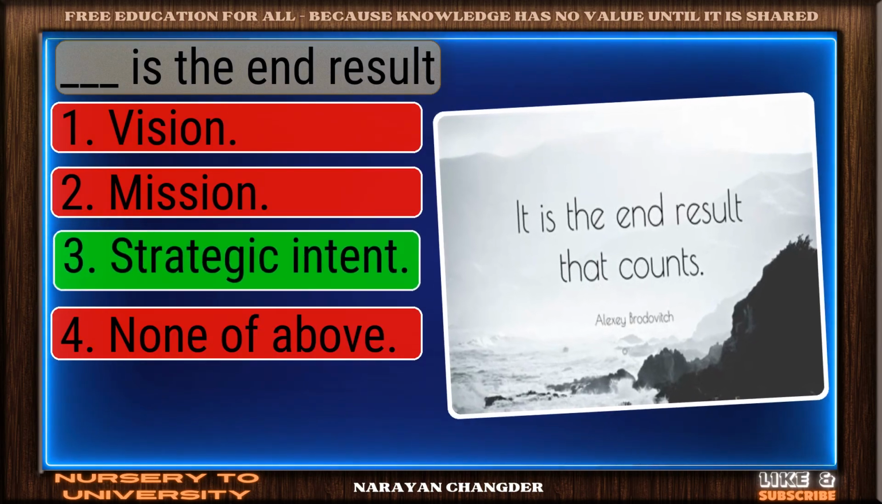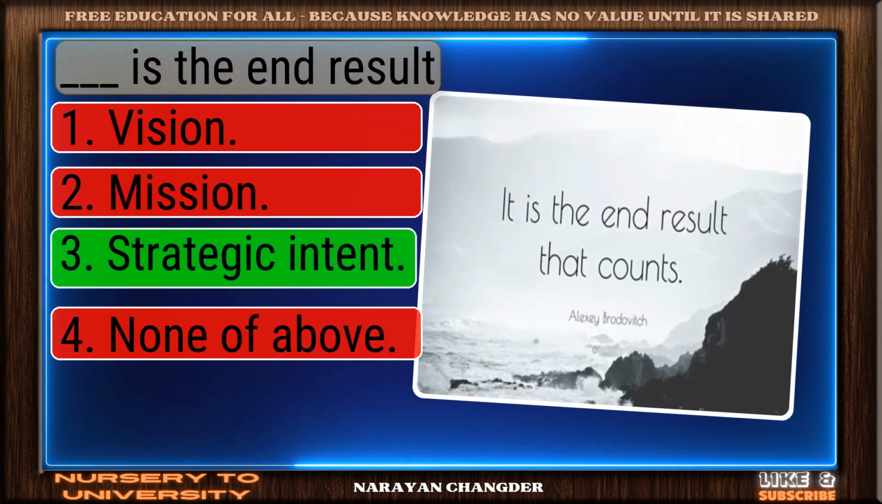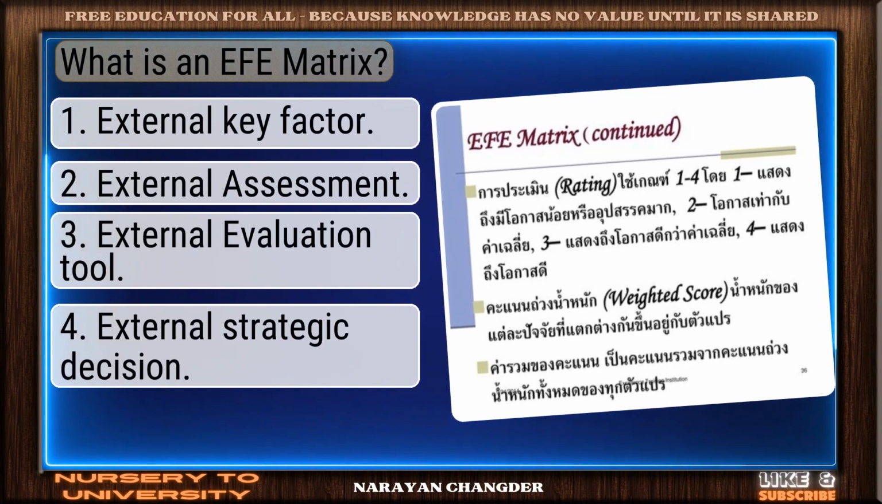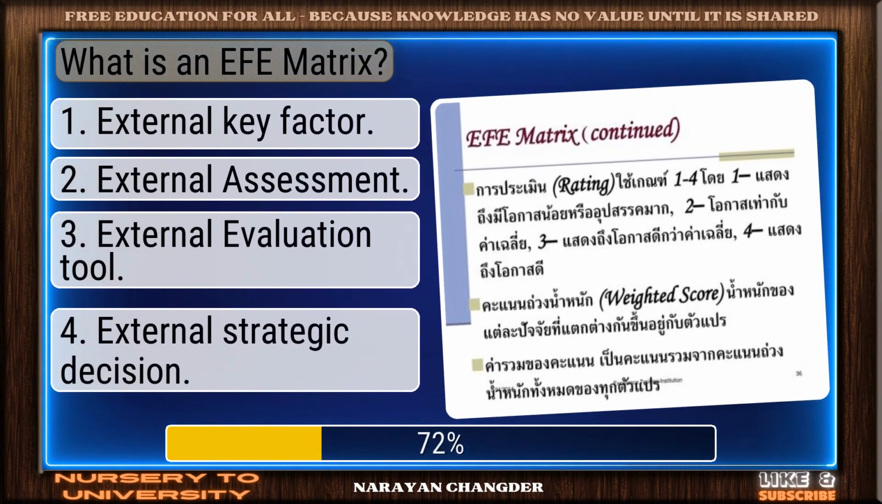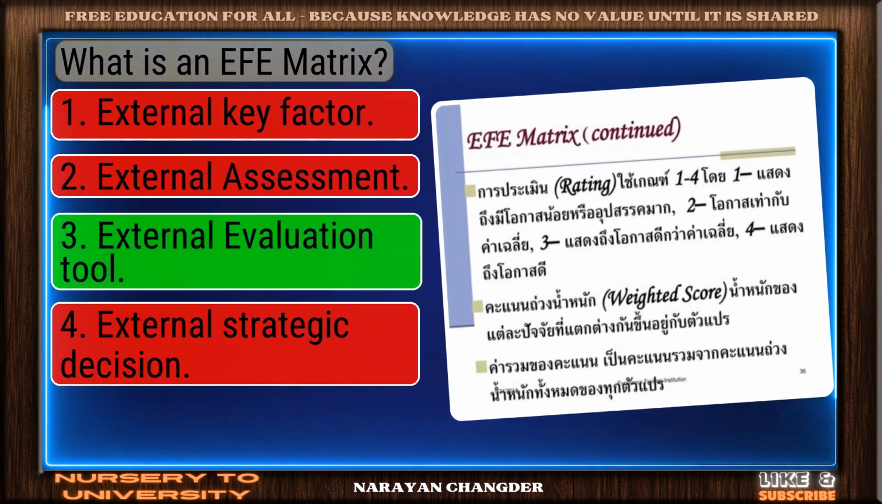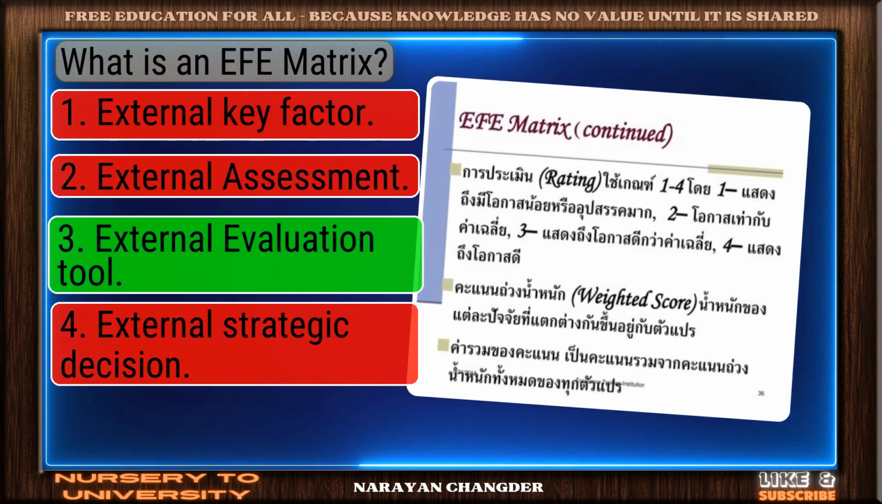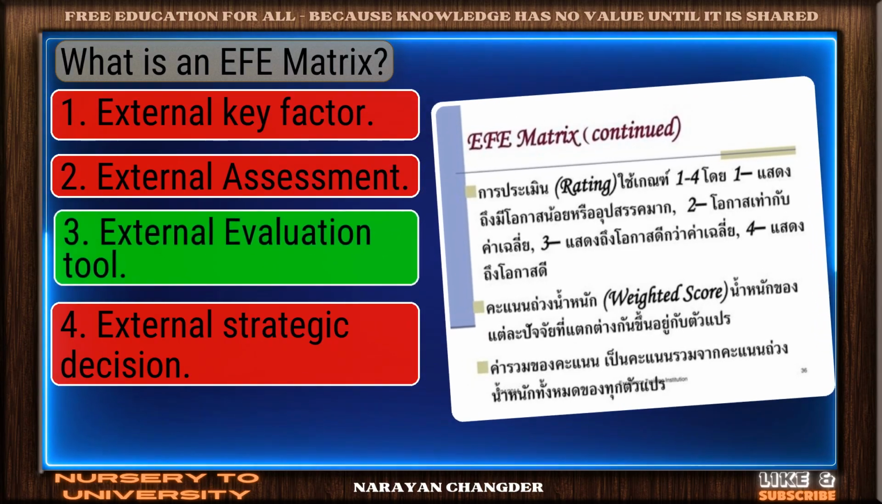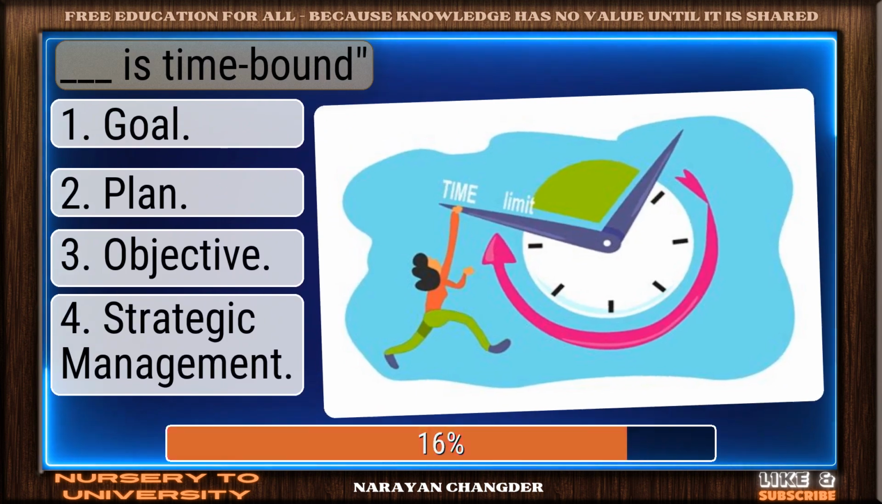Smart move. Strategic intent is an accurate answer. What is an EF matrix? Nice work. You chose external evaluation tool, and it is correct. Dash is time-bound.